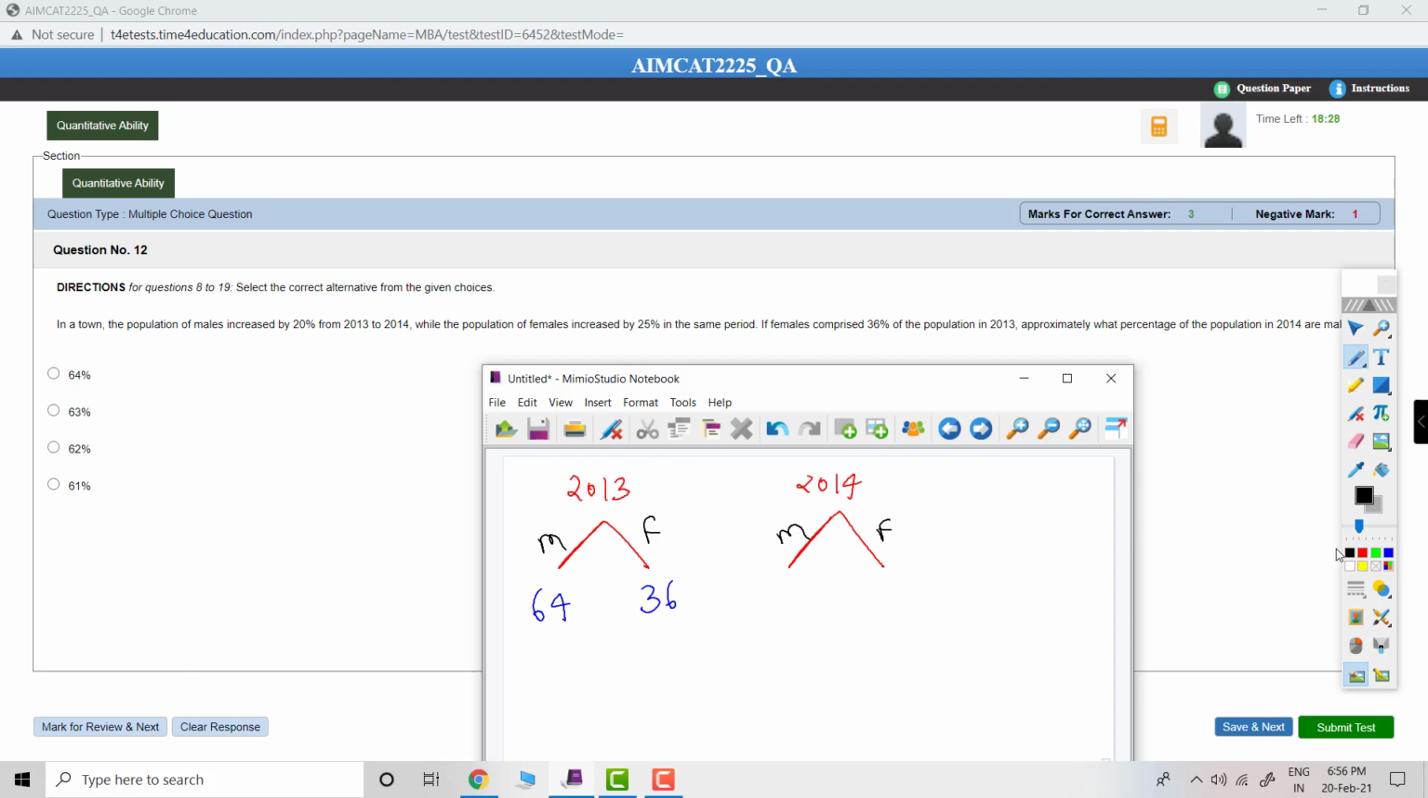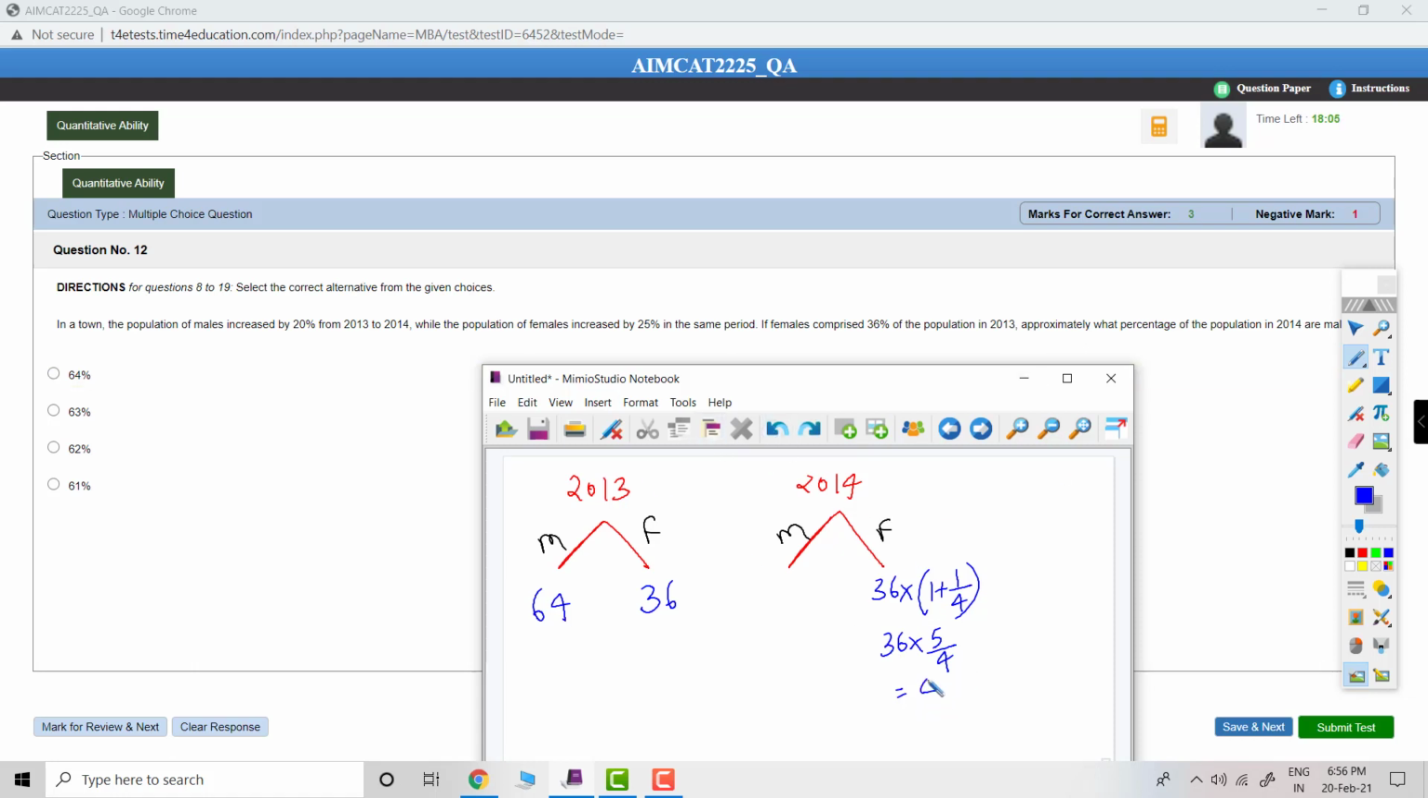25% increase means 1/4 increase, means we need to multiply 36 by what? Tell me. 1 plus 1 by 4, that is equal to what? 36 into 5 by 4, this is going to be how much? Let's calculate later on. 9 5s are 45. Correct, yes.